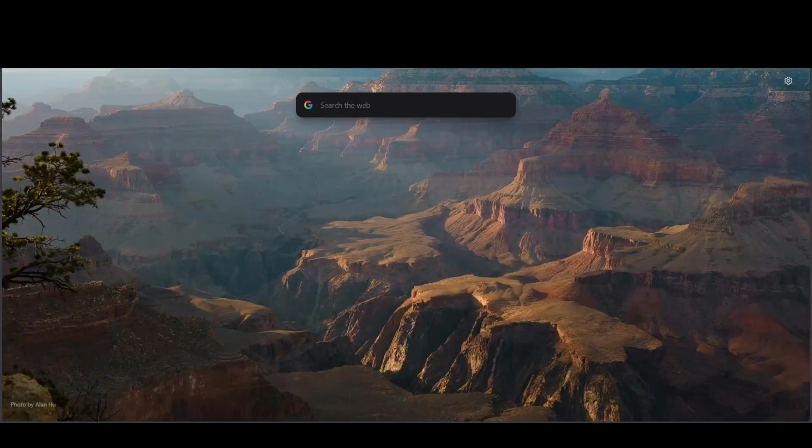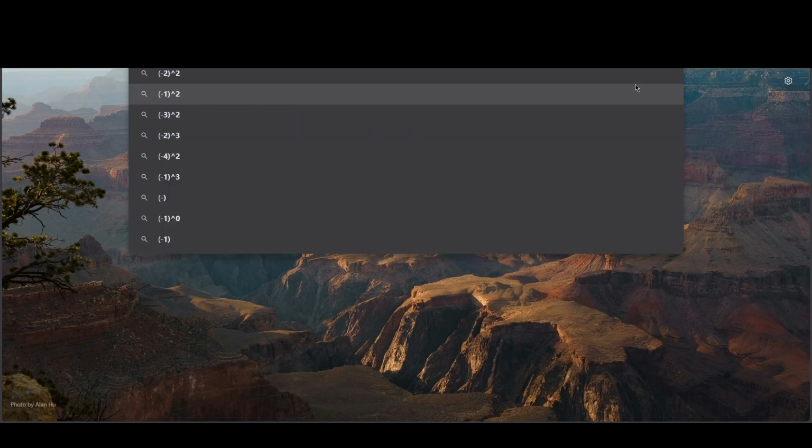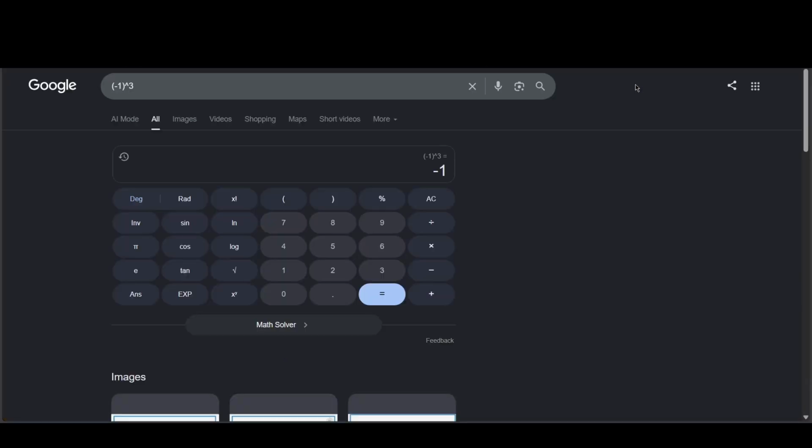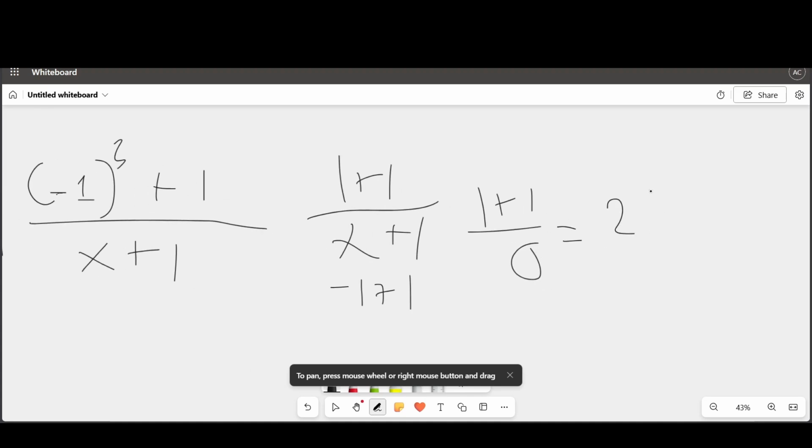Let me just check if I'm right in my assumption. What? So I'm wrong. Okay, I see. It's negative 1, it's actually negative 1. I'm sorry about that. So it's going to be 0. I just forgot the signs. So there's going to be a 0 over 0.